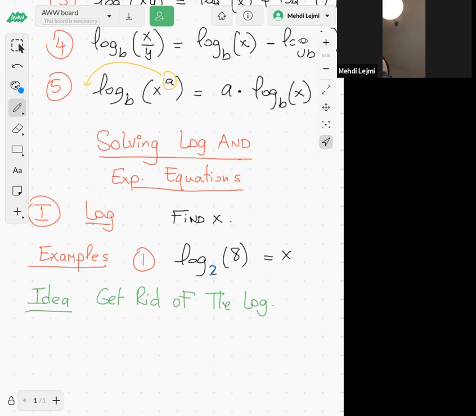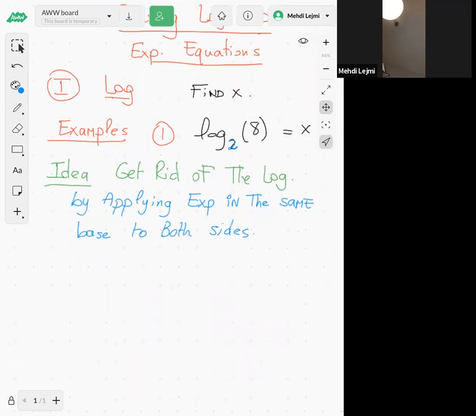Okay, so here I have this log in base 2. Right, this is my base, it's 2. So we get rid of the log by applying exponential in the same base to both sides. The same base to both sides.